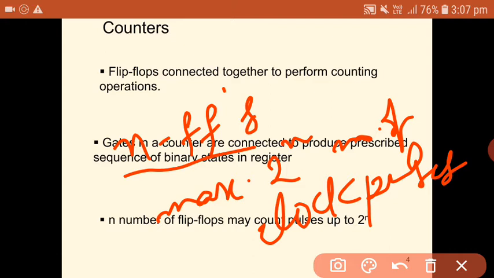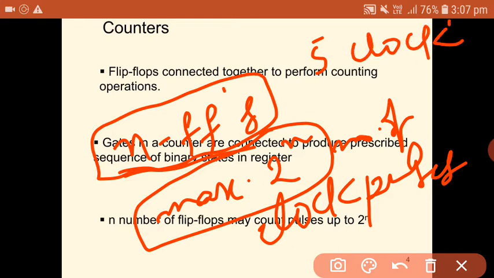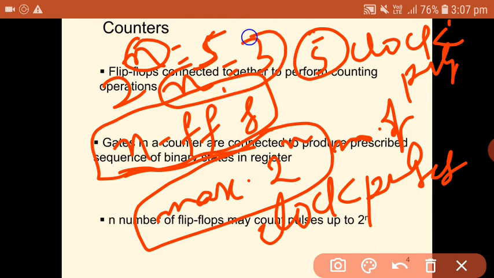For a given n number of flip-flops in a counter or register, it can count a maximum of how many clock pulses? 2 to the power of n clock pulses. So for counting 5 clock pulses, how many flip-flops are required? That means 2 to the power of n is equal to 5, and what is the minimum value of n? n should be equal to 3, because if n is equal to 2, 2 to the power of n becomes 4, which is less than 5. So for counting 5 clock pulses, the minimum number of flip-flops required is 3.